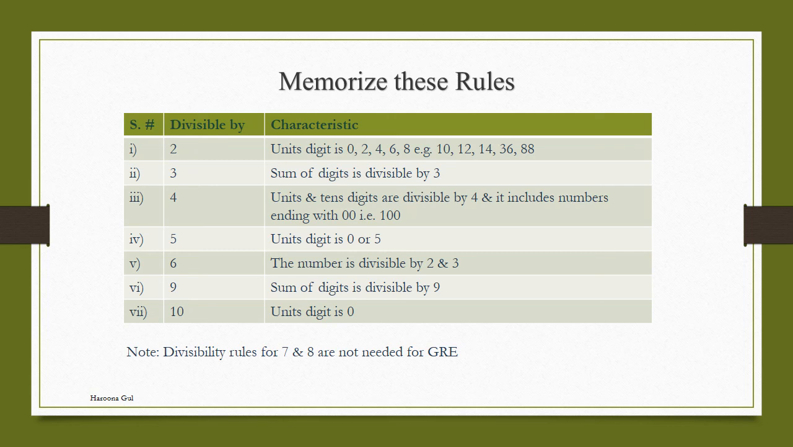In case of 9, the sum of the digits should be divisible by 9, just like 3. Now let us suppose we want to see if 279 is divisible by 9 or not. We will add its digits. That is 2 plus 7 plus 9, which gives us 18, and 18 is divisible by 9. To see whether a number is divisible by 10 or not, we should check if the number ends with 0.